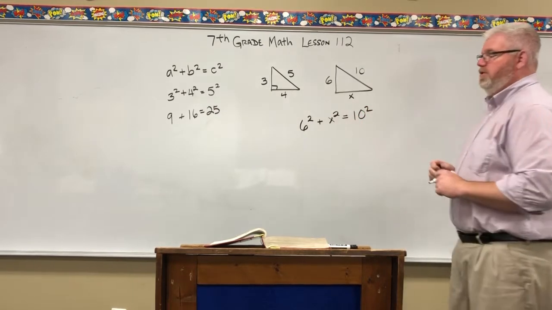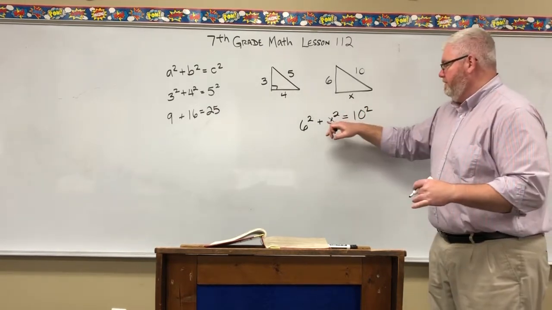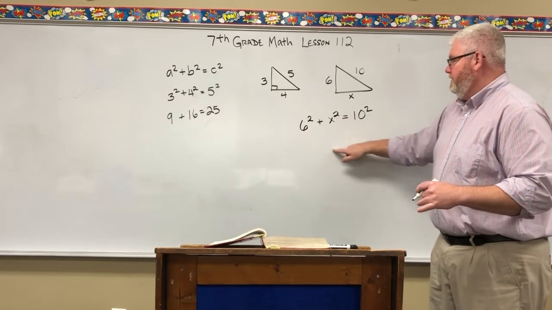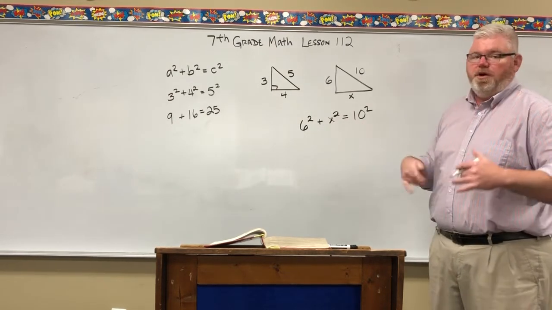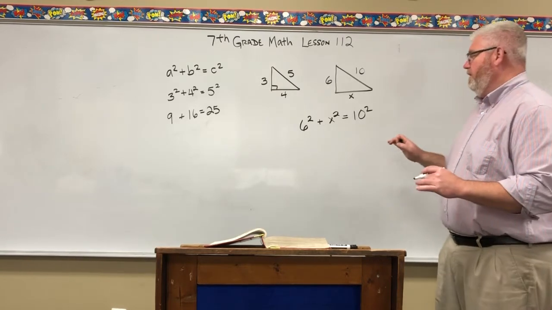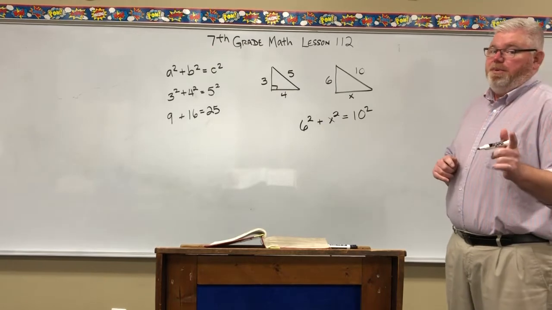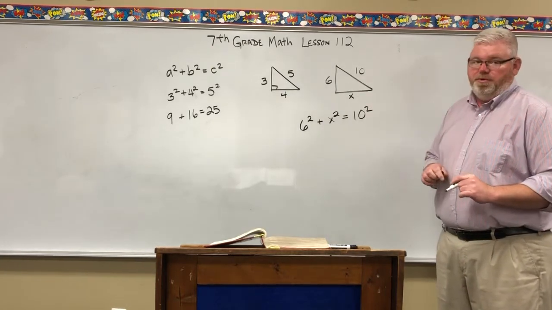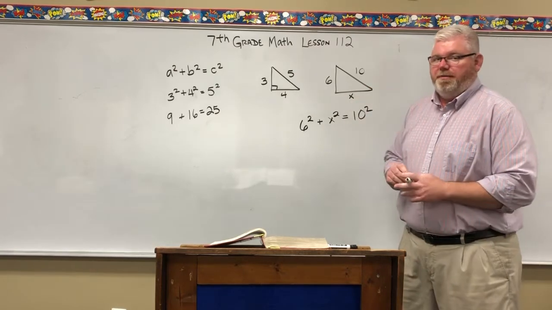Now, if I wanted to, I could solve at this point for x. All I would have to do is subtract the 6 squared over here. So I would do all the multiplication and the exponent work and whatnot. I would still be able to get x. But I can recognize something here. This is one of those triples, okay? Now watch what I'm talking about when I say this.